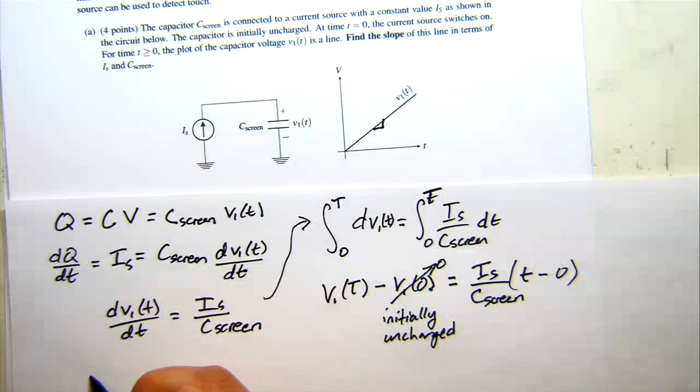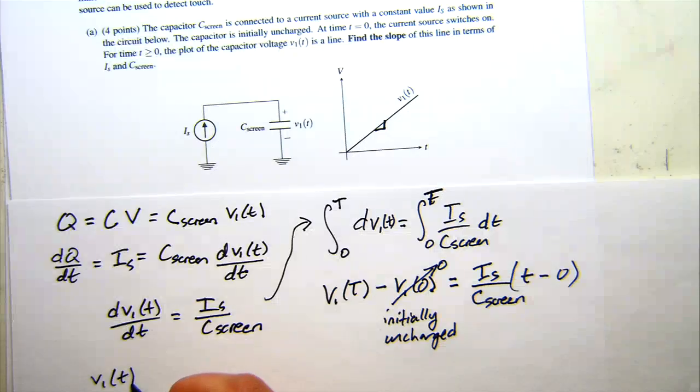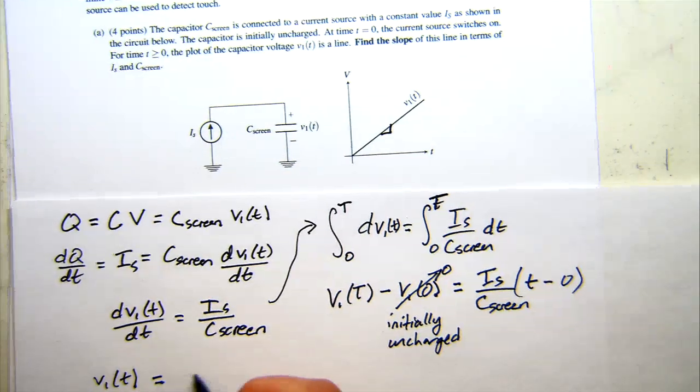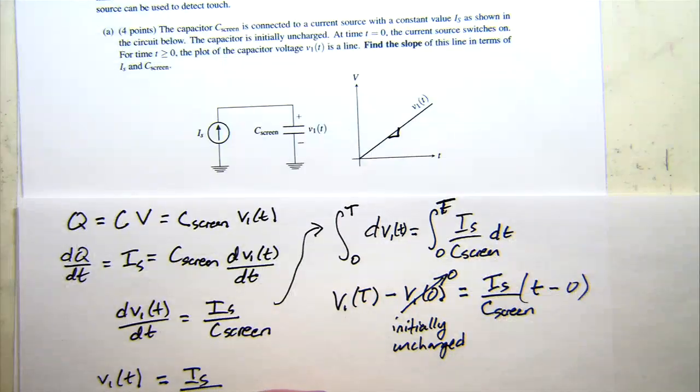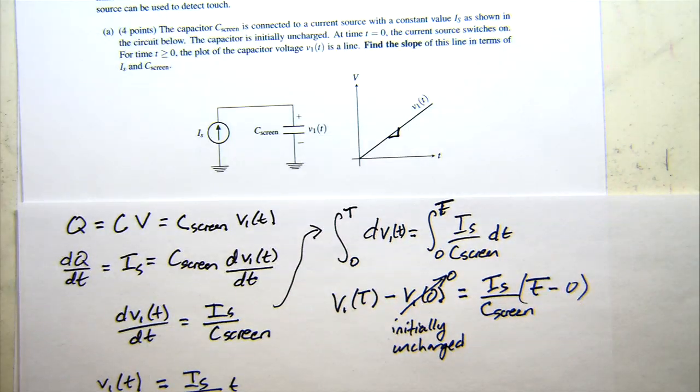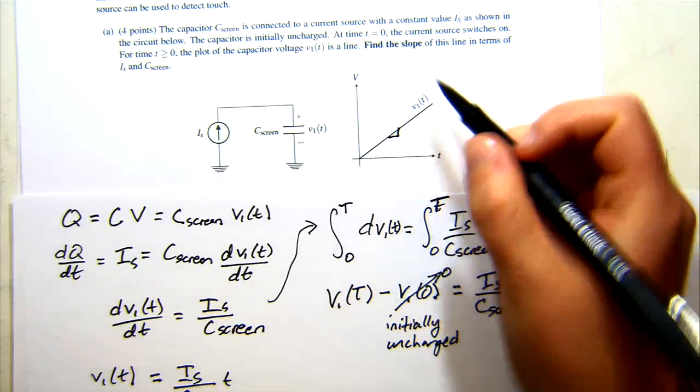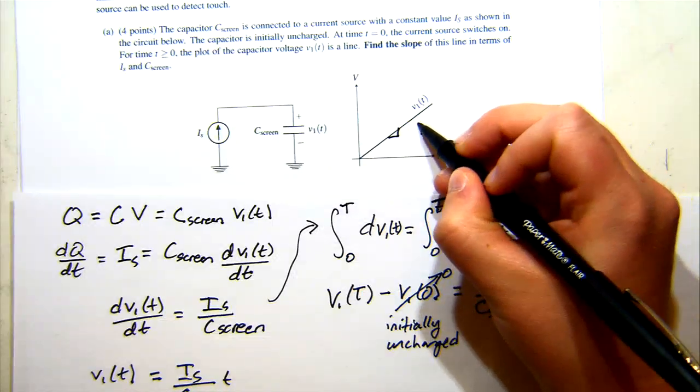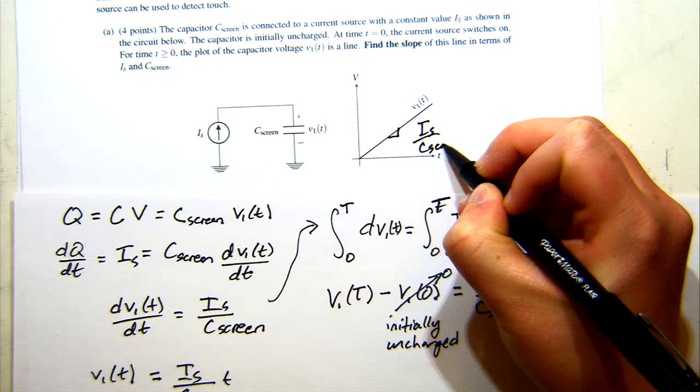So if we look, our equation is V1 of T is equal to I_s over C screen times T. I guess this one's capital. But that would make our slope just I_s over C screen.